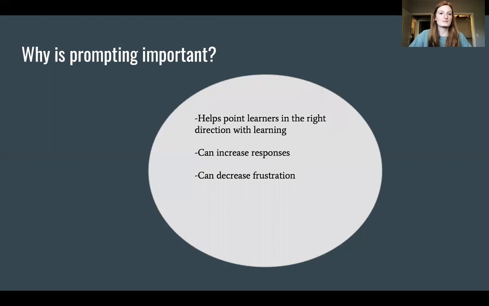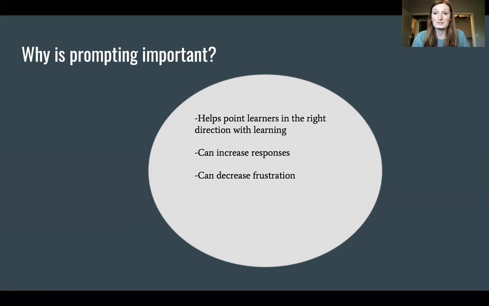So, why is prompting important? Why do we need prompts? Prompts help kind of point learners in that right direction with learning, right? So if they're given a direction and they need help completing that direction, this kind of helps point them in that direction, depending on what kind of prompt they need, right? They could use something less intrusive, like a verbal or a visual prompt. Or they could need something a little bit more, like a gestural prompt, maybe some modeling, show them what we're asking them to do. We also can go into those more intrusive prompts, such as full physical or partial physical prompts.